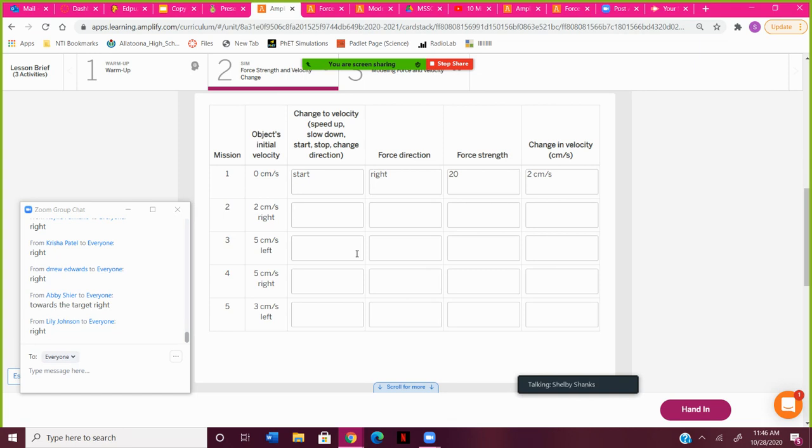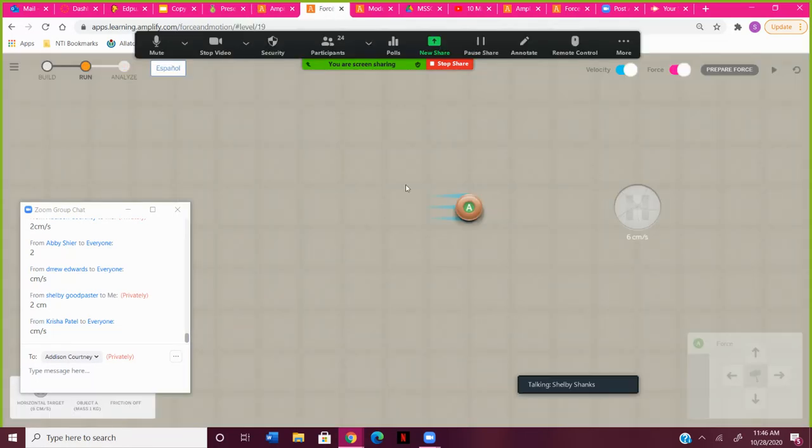What is my object's initial velocity, guys, in mission 2? All right, 2 what? All right, 2 centimeters per second, right? We can't forget that second because centimeters is a measure of length. Okay, so 2 centimeters per second. That's why my object was moving at first.